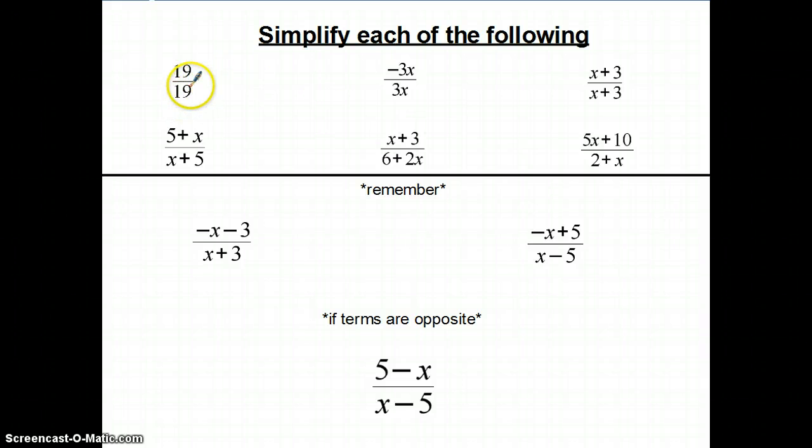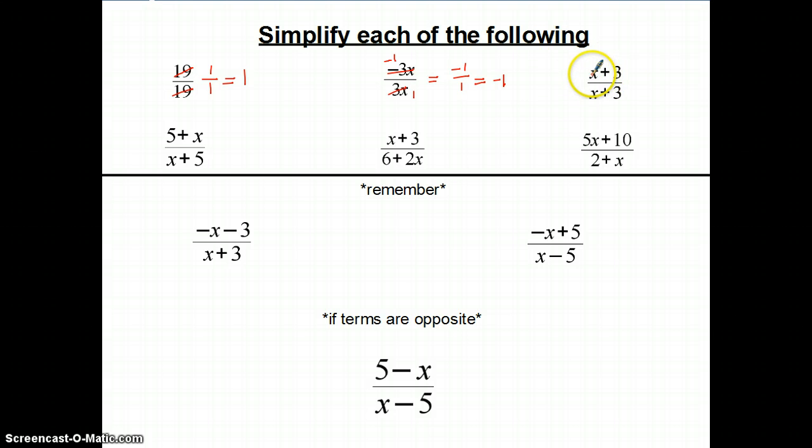19 over 19 can be reduced by 19 on both the numerator and the denominator, since 19 is a factor of both. This becomes 1 over 1, which is simply 1. Now our negative 3x and 3x can be reduced. On top, we end up with a negative 1, and on bottom, a positive 1. This leaves us with negative 1 over 1, which is simply negative 1.